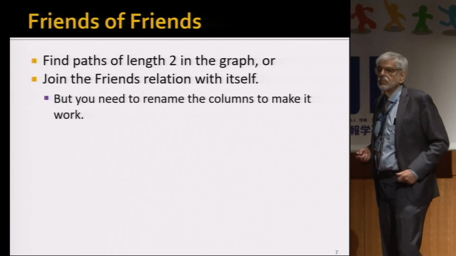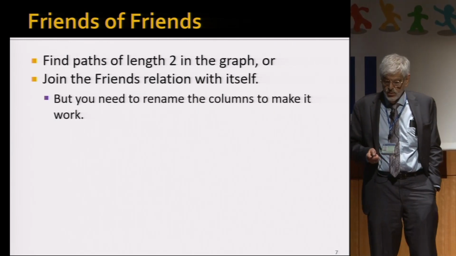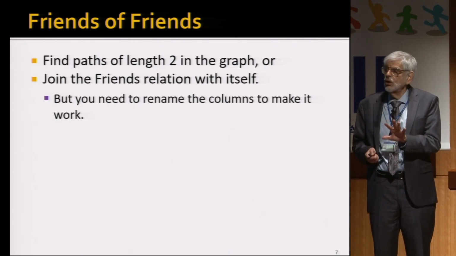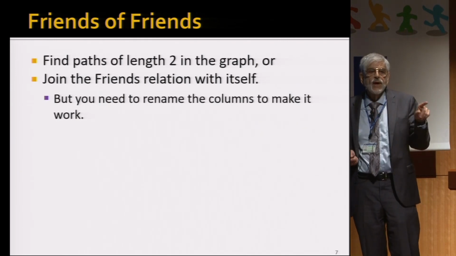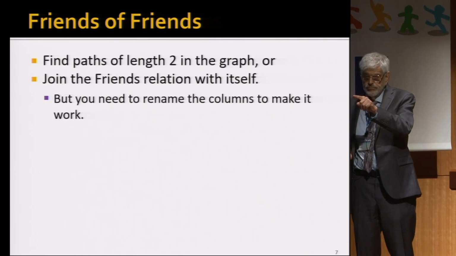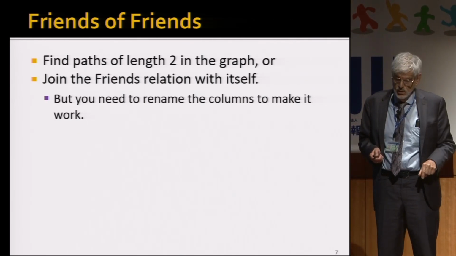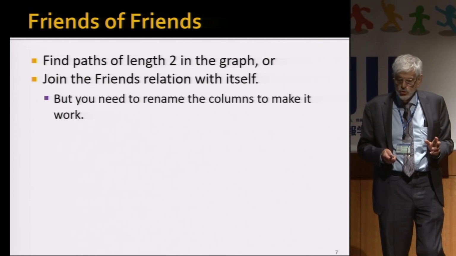Okay. Now, one thing we might want to do is find friends of friends. That is, in the graph, you want to find the paths of length 2. That is where A is a friend of B, and B is a friend of C.